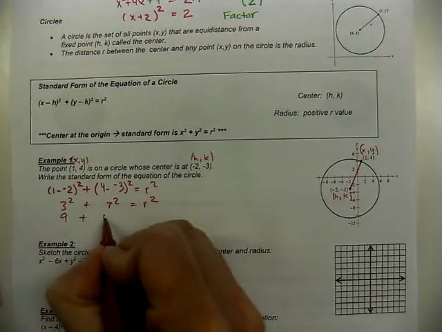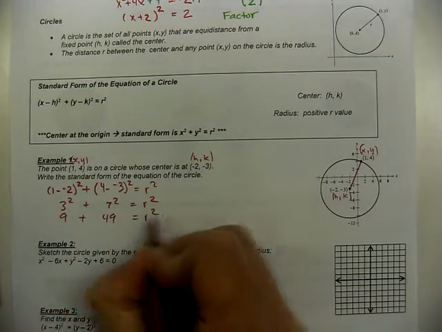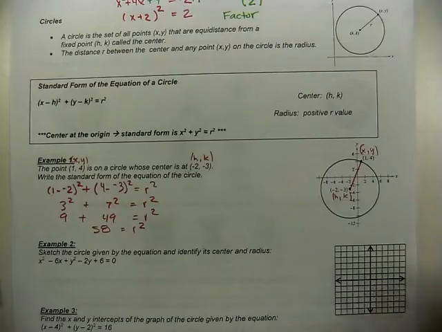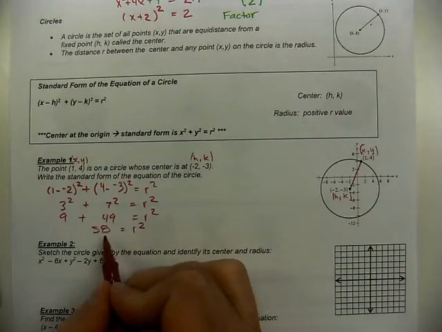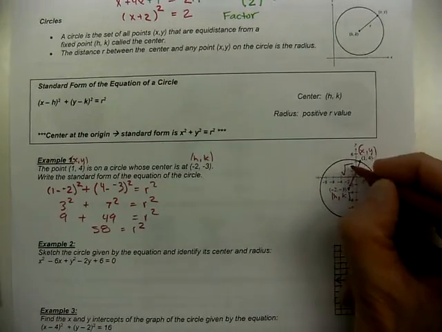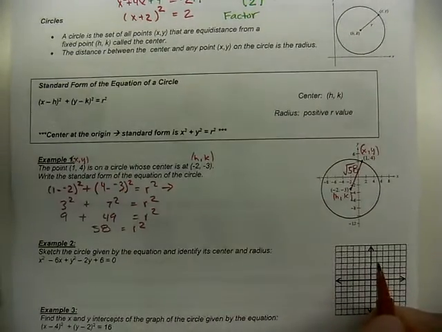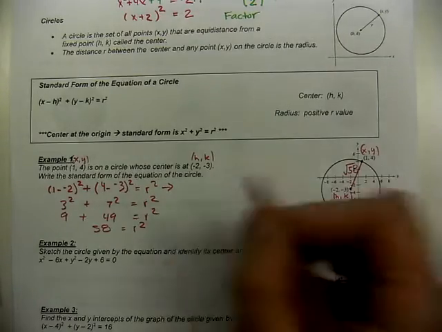And that's 9 and 49. All right. And so if we were to take the square root of both sides, we would have root 58 for the length of the radius. There it is, root 58. But now we have what we need for building the standard form of the equation of a circle.